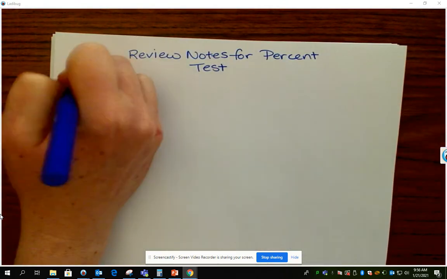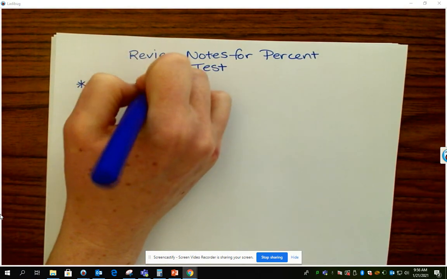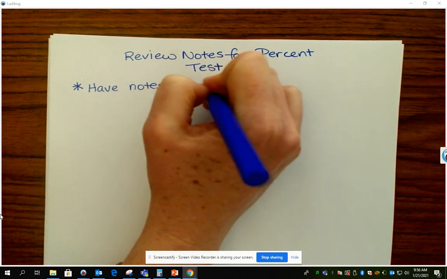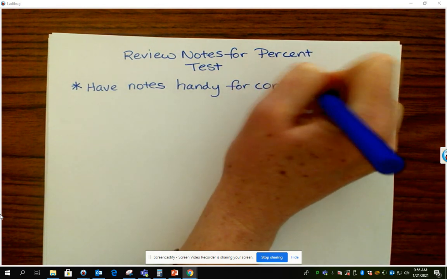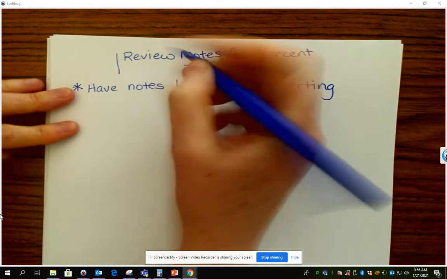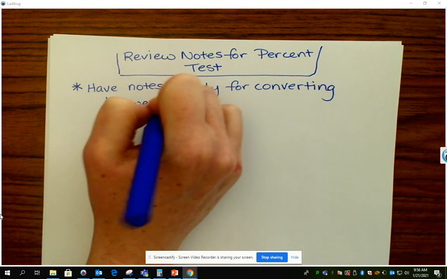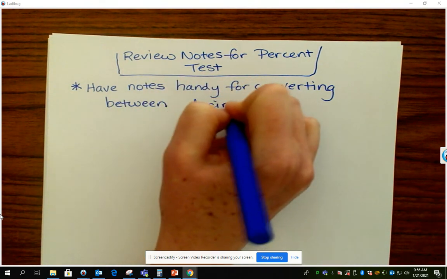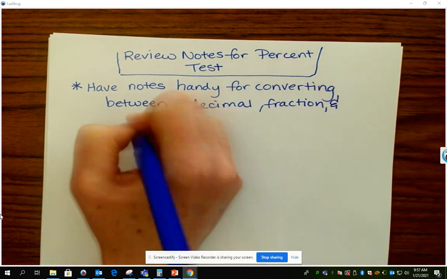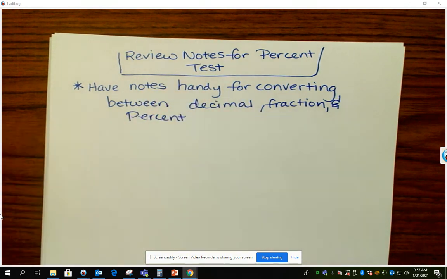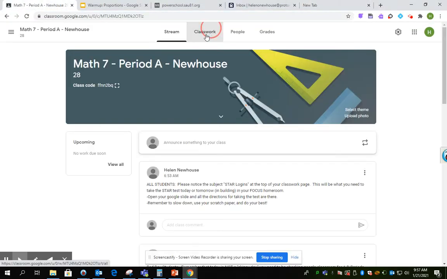All right, so the first thing I'm just going to give you a reminder, have your notes handy for converting between decimals, fractions, and percents. I'm not going to have you rewrite it here because it's a lot of writing. But for converting, just have those notes available to you. Decimal, fraction, and percent.